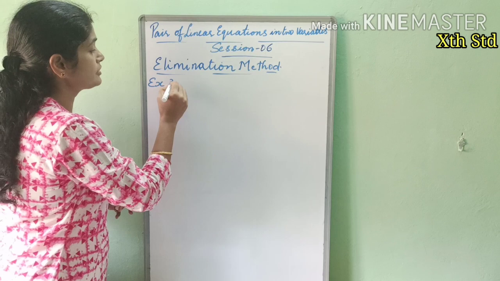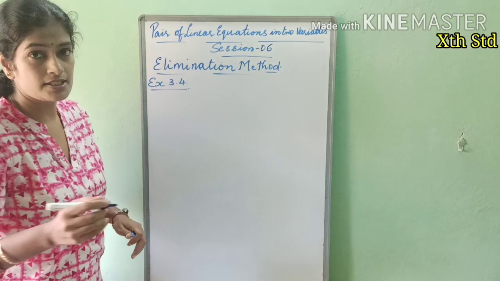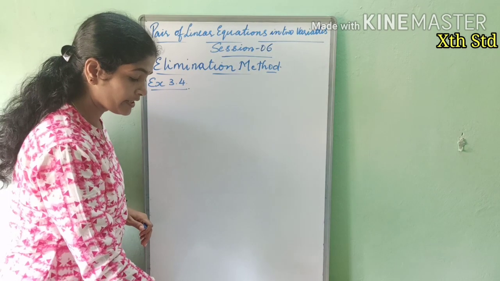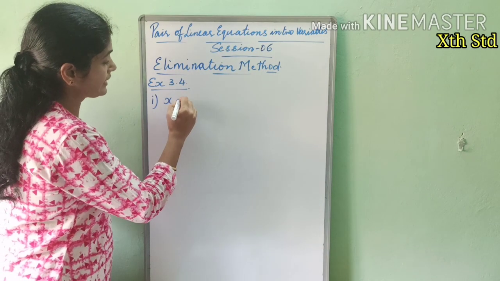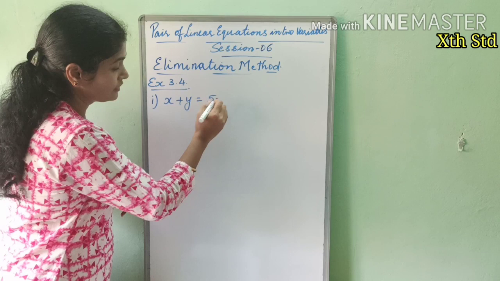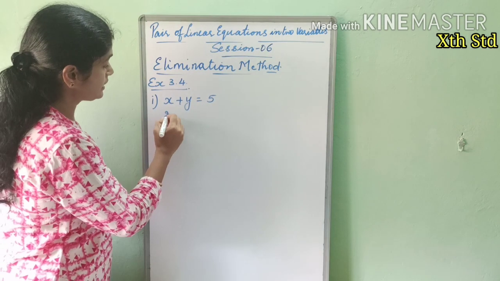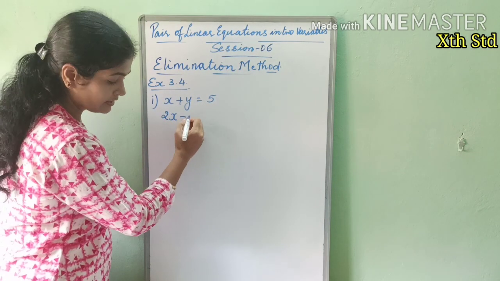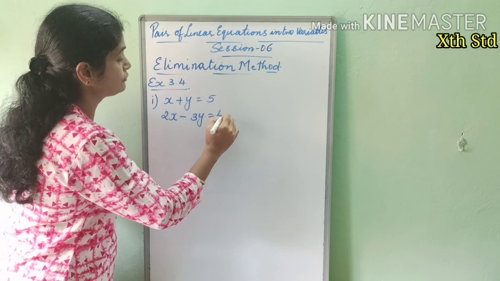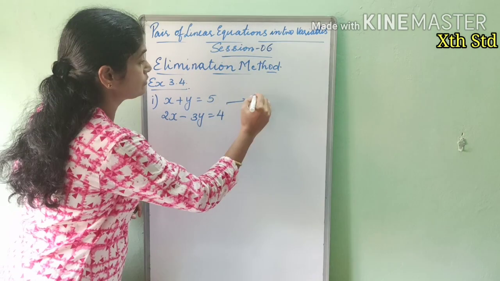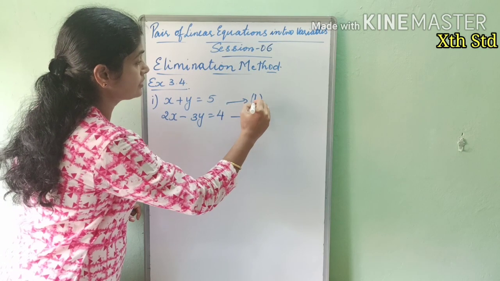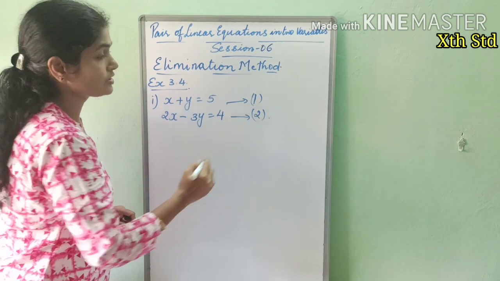Exercise 3.4. We'll start with its first question. What does it say? Solve the following pair of linear equations. One is x plus y is equal to 5 and another is 2x minus 3y is equal to 4. So these are the two equations given to us. This is equation 1 and this is equation 2.